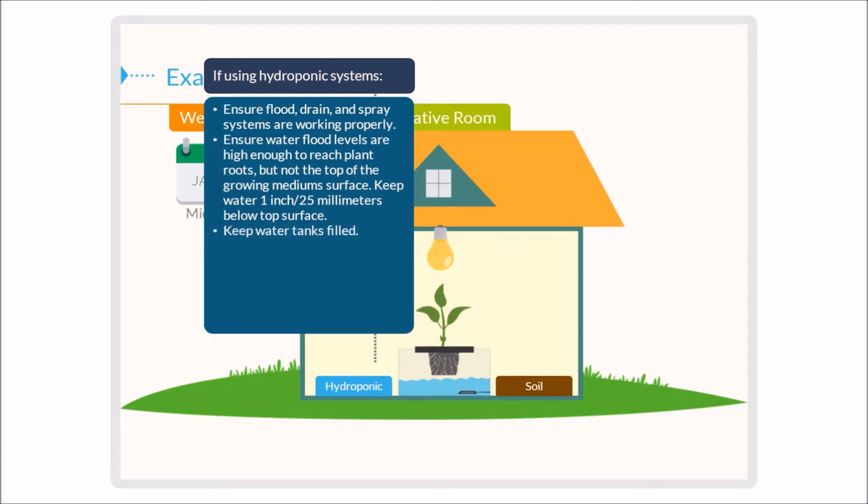Keep water tanks filled. Check water temperature levels. Fertilize seedlings and clones. Use an all-purpose fertilizer. Start regular fertilization schedule.